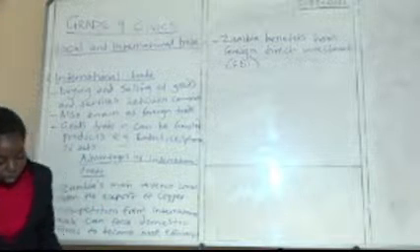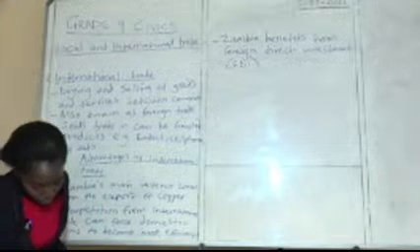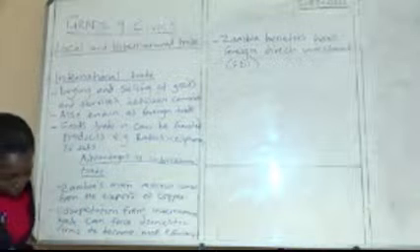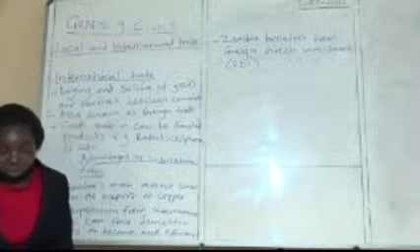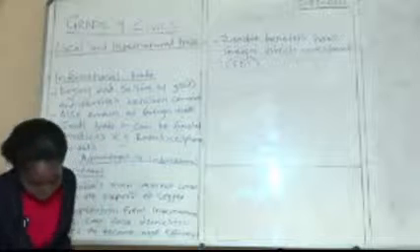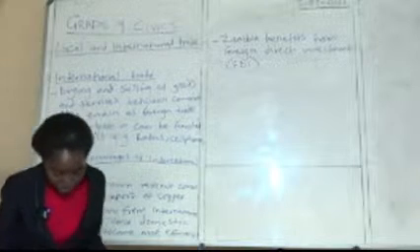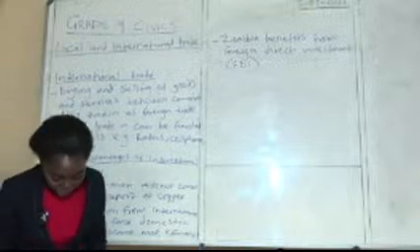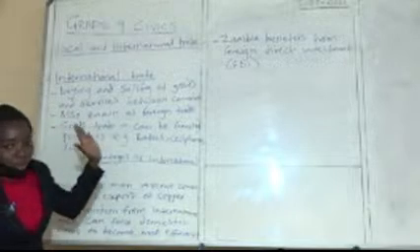International trade also enables a country to consume more than it would be able to produce if it depended on its own resources. So a country consumes more than it would be able to produce if it depended on its own resources.